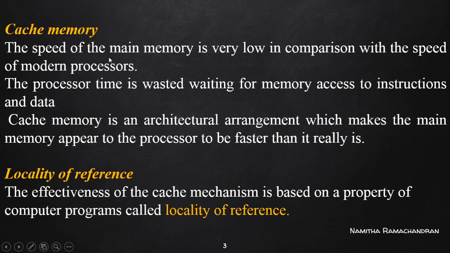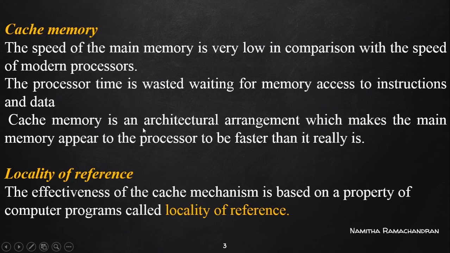The speed of the main memory is very low in comparison with the speed of modern processors. Modern processors are very fast in their operation, but the memory access operation takes more time. So the processor time gets wasted waiting for the memory access operation to complete. The processor can start the execution only after getting instructions and data from the memory. So it always requires a memory access operation, right? But that memory access operation takes more time, and that will reduce the speed of our modern processors.